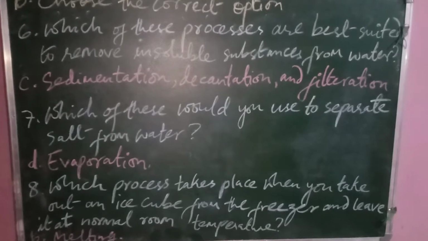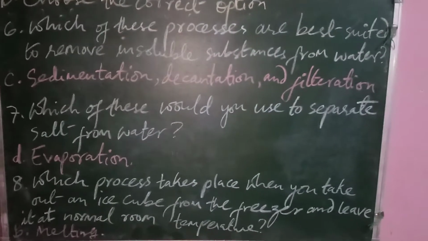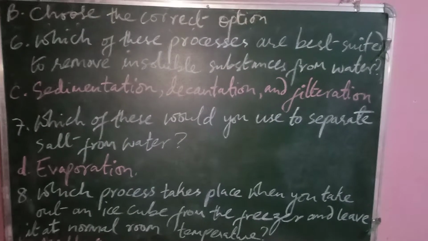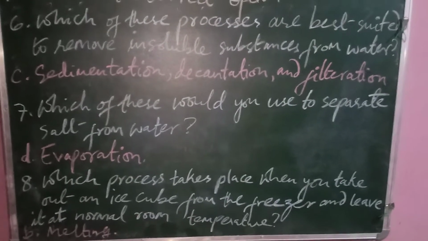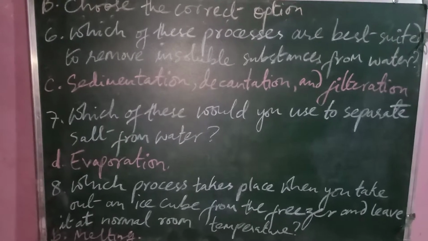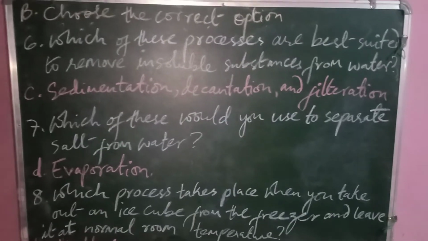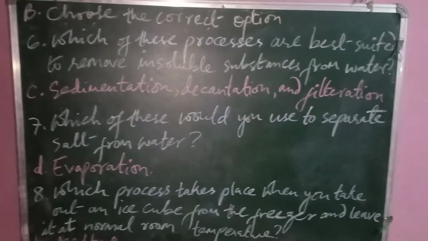After that, question number 8, the process takes place when you take out an ice cube from the freezer and leave it at a normal room temperature. Your options are freezing, melting, condensation, and evaporation. So option B, melting, is the right answer.